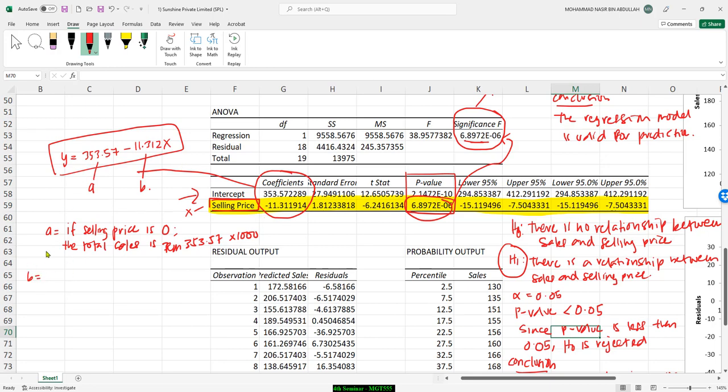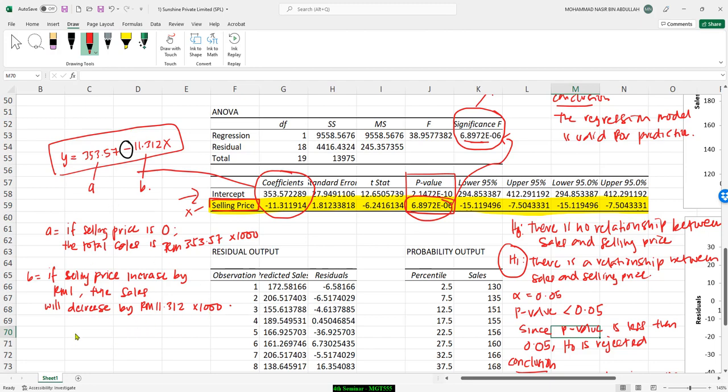B, the explanation is if selling price increases by RM1, the sales will decrease by, macam mana tahu decrease? Sebab dia ada negative sign, right? Decrease by RM11.312 multiplied with 1,000 ringgit, right? So this is the explanation for B.